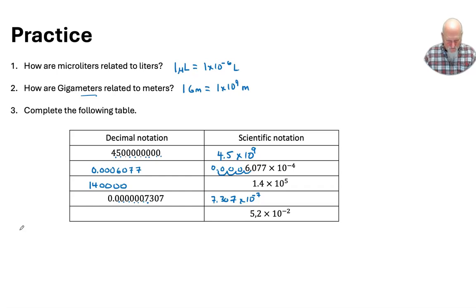Last one, that should be a decimal, not a comma. 5.2 times 10 to the negative 2. Negative 2 means we divide by 10 twice. So that would mean moving the decimal 1, 2. That would end up there. So we'd have 0.052. Okay, so 0.052 is the same as 5.2 times 10 to the negative 2. Okay, so hopefully you got those and you're getting this. If you're not, feel free to come and see me and we will talk about them.